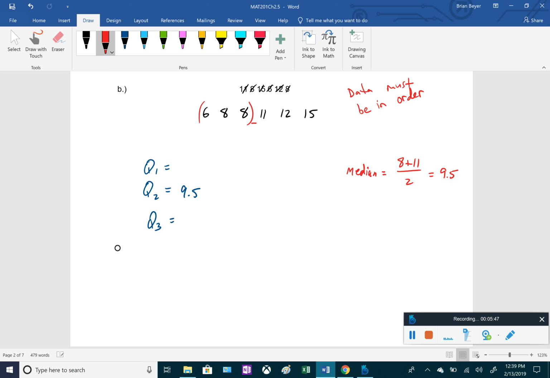Now we have to find the median of that first half of data, which is going to be Q1. So the median here is going to be 8. So that's our first quartile. And the median for the second half of data is going to be 12, which is our third quartile, Q3. So there's Q1, Q2, and Q3.